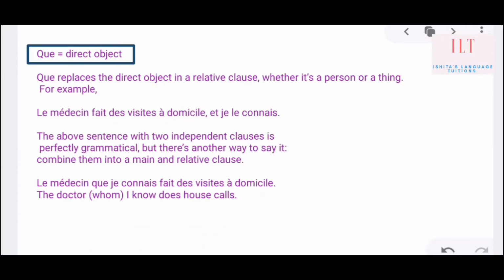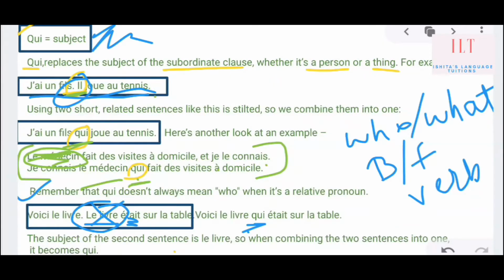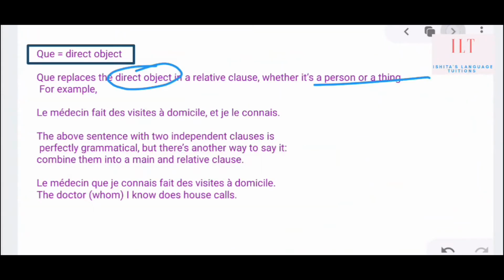Que equals direct object. So que replaces the direct object in a relative clause, whether it's a person or a thing. We have to remember that. So le médecin fait des visites à domicile et je le connais. This is the same example from the previous slide. Because we know le médecin is the subject, what is the direct object here? Le is the direct object.